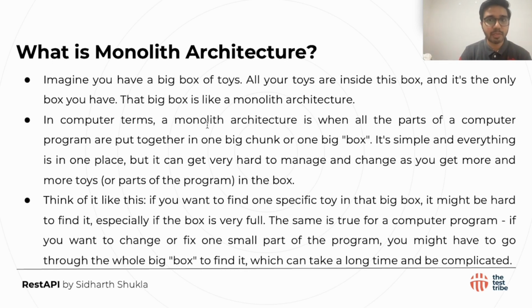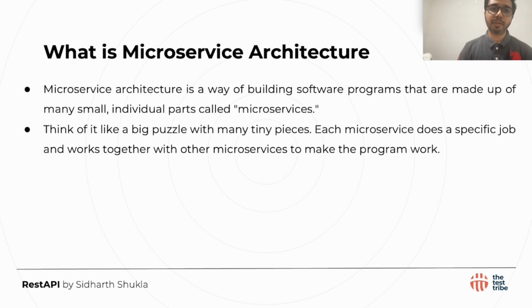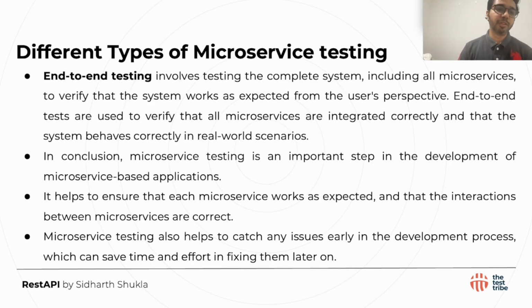In computer terms, monolith architecture is when all the parts of a computer program are put together in one big chunk, or one big box. It's simple and everything is in one place, but it can get very hard to manage and change as you get more and more toys in the box. With more integration or more issues, or more scalability when you go global or add new features and offers, it will be more tedious. Microservice means dividing the entire project into small boxes.